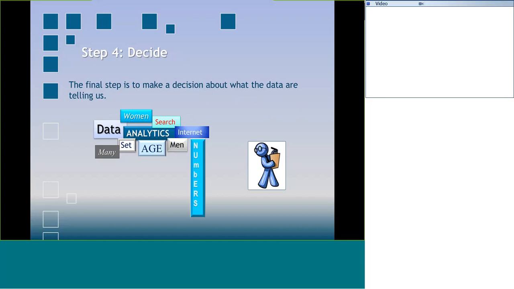The final step is to make a decision about what the data are telling us. For instance, suppose your project involved answering whether men or women are more likely to suffer from heart disease. This is a step where you would make that conclusion based off your evaluation in the previous step. The criteria for making a decision may be as simple as looking at raw numbers, or may use advanced statistical methods.